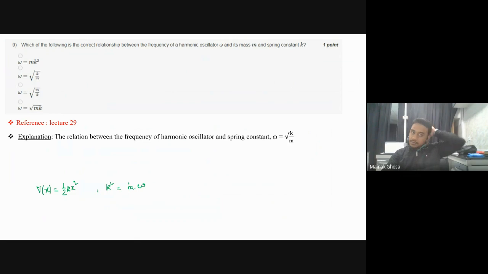Just a minute. K equals m into omega square. Okay, so you can also verify that. And if you take this k, it will be root over of. Oh, sorry, what I am writing is completely wrong. Sorry for this.